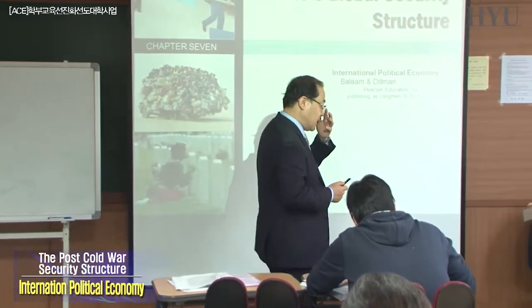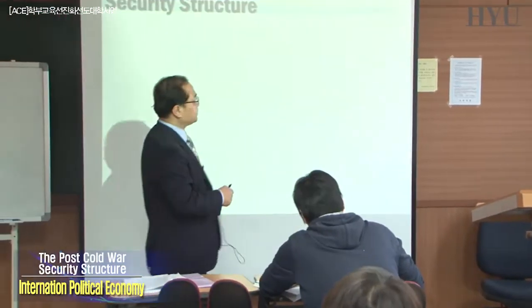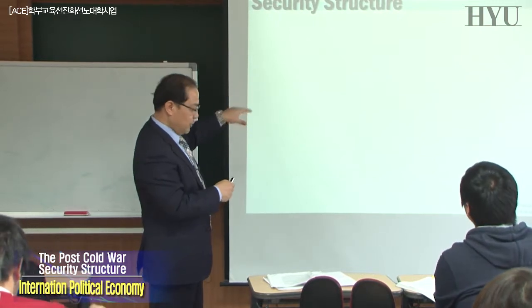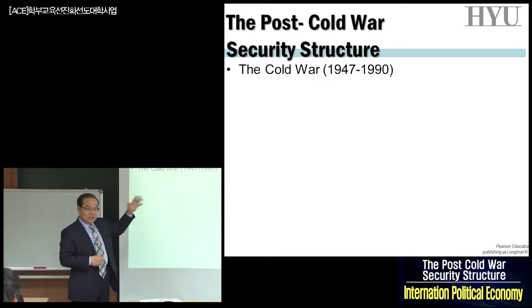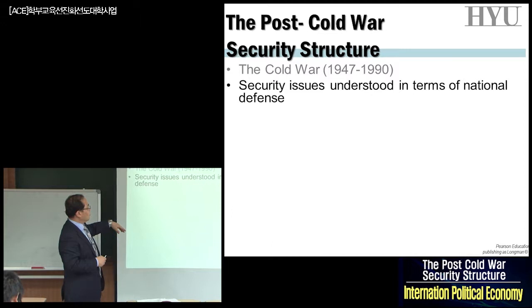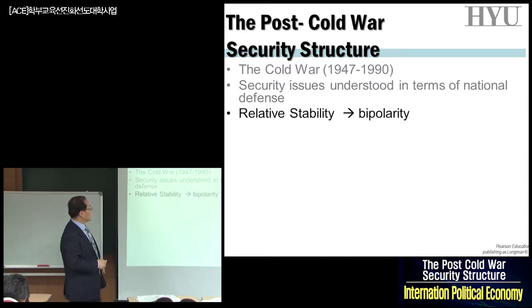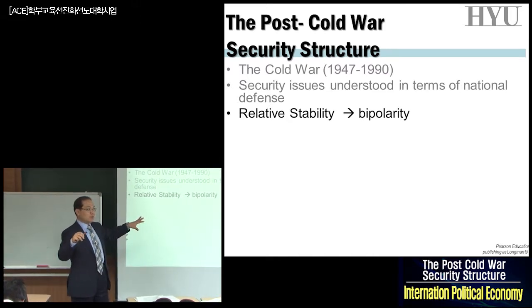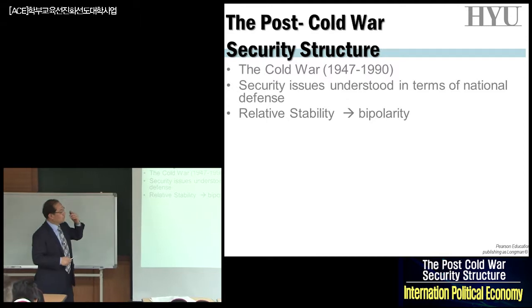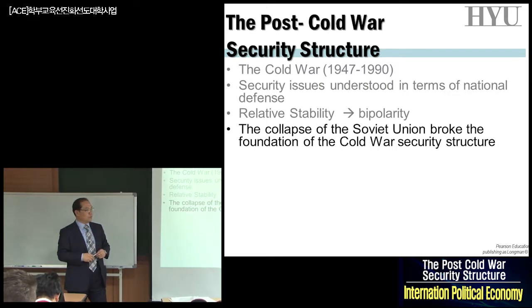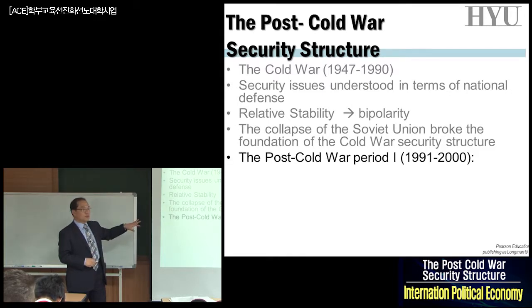Then why don't we look at different periods of the security structure. So for the post-Cold War security structure, the main characteristics I have just mentioned are repeated here. The Cold War, 1947 to 1990, this is the Cold War security structure. It is mostly understood in terms of national defense, weapons, traditional security issues, but relatively stable. The reason for that stability is bipolarity. Distribution of power is important in explaining the stability of the Cold War structure. Then the Soviet Union collapsed and the new system begins. The post-Cold War security structure begins, in 2 periods.